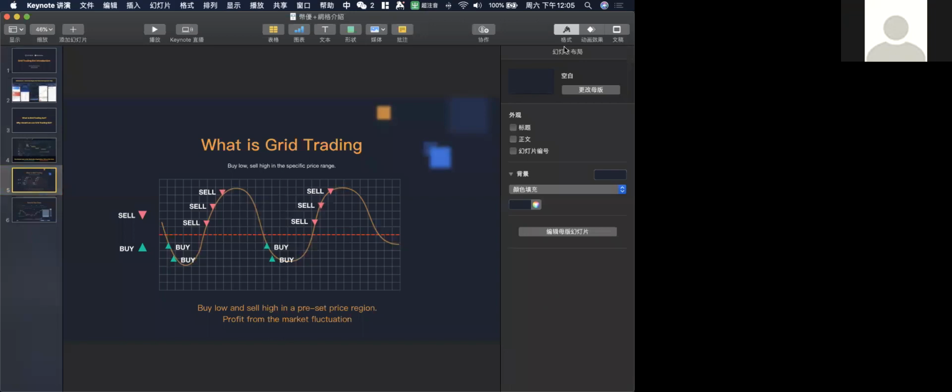Actually, grid trading just divides all the trading prices into grids. So the bot will help you buy and sell at a very minimal price difference and make profits from it.